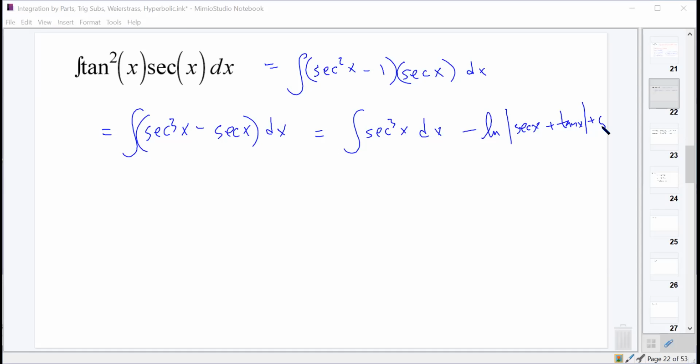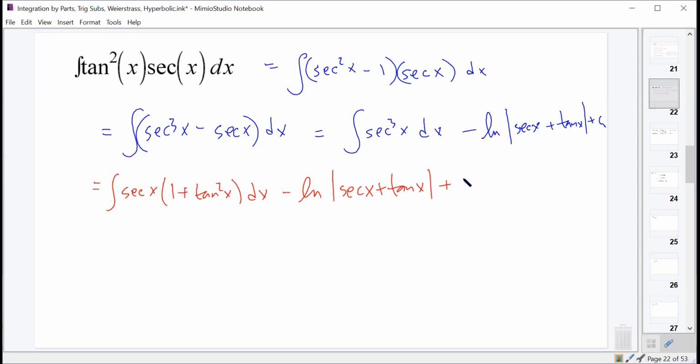Any thoughts? Can you split it into secant x and then the secant squared x would become 1 plus tangent squared x? So you want to write it as an integral of secant x times, and since it's secant squared, that'll be 1 plus tangent squared x. Is that right? Like that? Is that a yes or no? Yes. All right, good. So that's one thing that we could make an attempt at here.